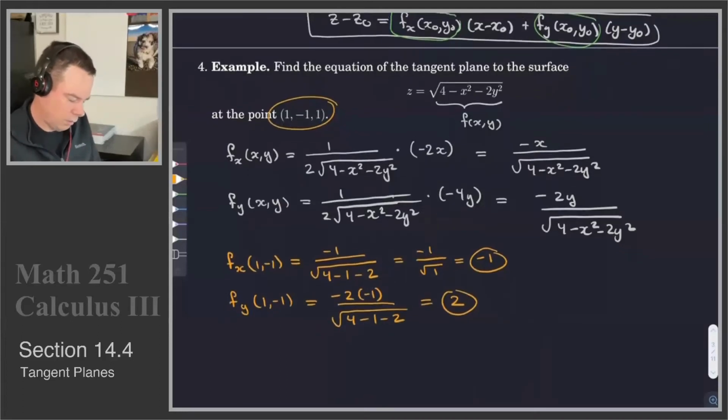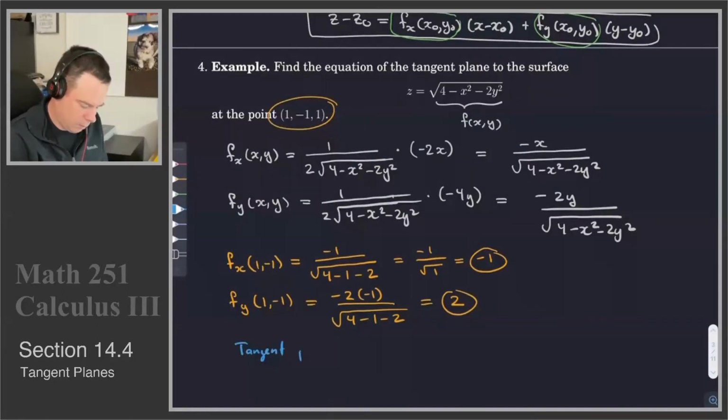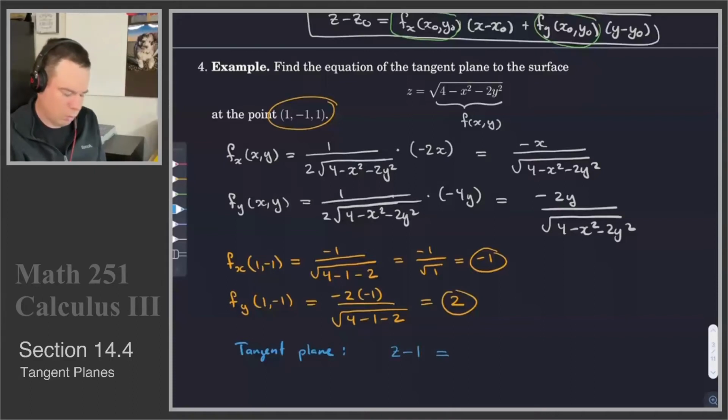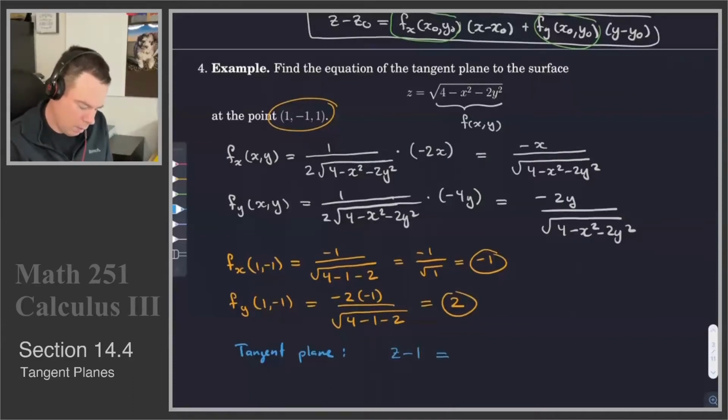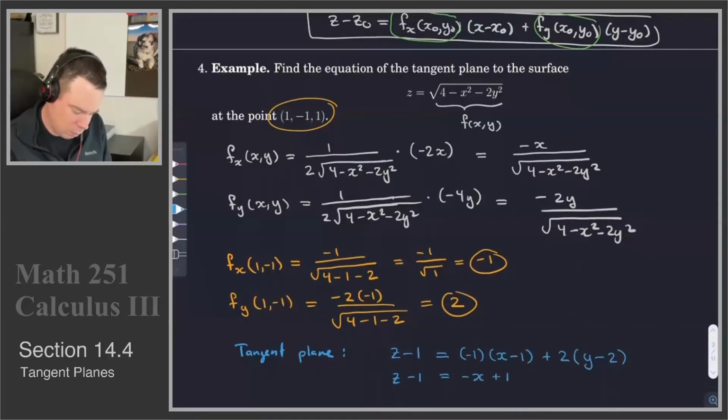So those are our values for our partial derivatives. And then we can get our tangent plane by taking z minus the z coordinate of the point we're at is equal to, using the formula at the very top of the page, the x partial times x minus the x coordinate of the point we're at, plus the y partial times y minus the y coordinate of the point we're at. And so there's our tangent plane. We can clean it up a little bit. z minus 1 is equal to negative x plus 1 plus 2y minus 4.